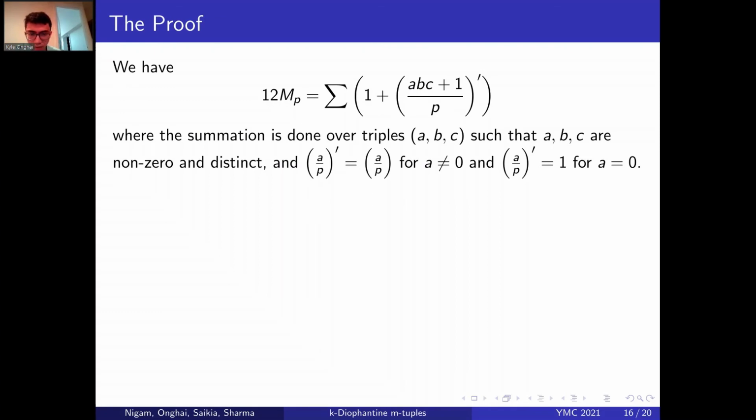And now I'll just let Lalit handle the proof. So now we discuss the proof.